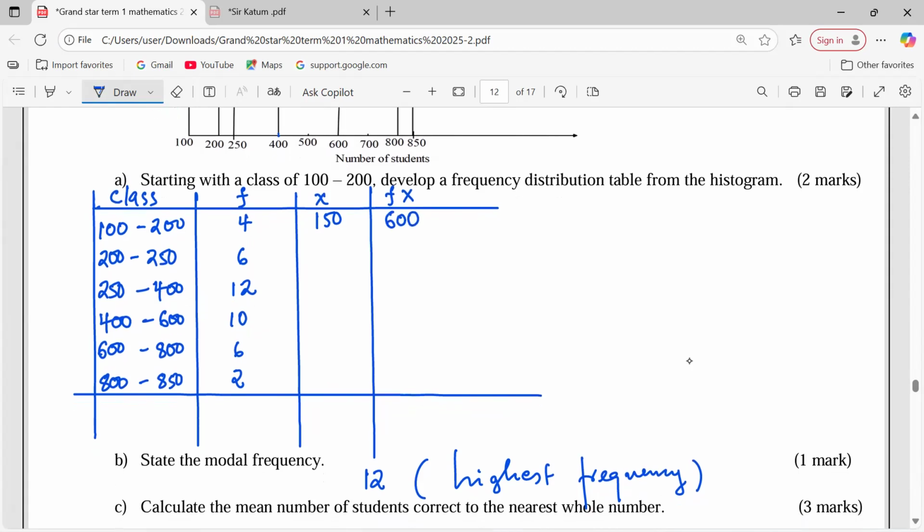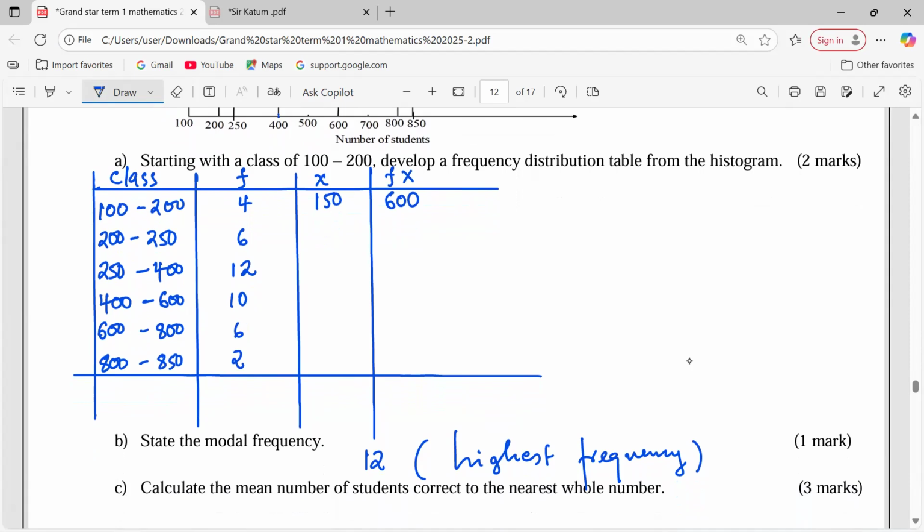The next should be, we can say limits added divided by 2. 200 plus 250, then we divide by 2, we get 225. Then we multiply by 6. That gives us 1350. The next should be 250 plus 400. Then we divide by 2. That gives 325. 325 times 12, 3900.